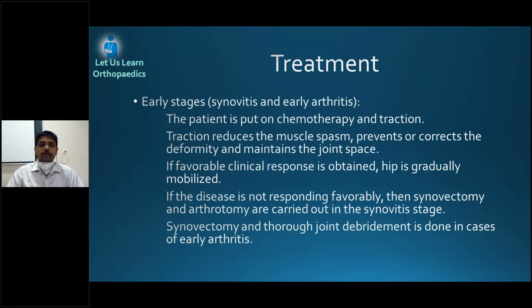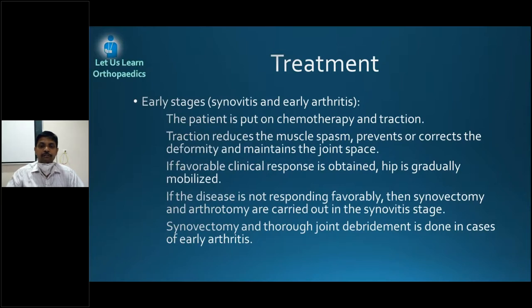And chemotherapy, what are the chemotherapy drugs? Anti-tuberculous therapy, ATT, four primary drugs: INH, rifampicin, pyrazinamide, ethambutol. All these drugs should be the line of treatment. So ATT drugs along with traction in the early stage of synovitis and early arthritis, they give a great response in tuberculosis. If favorable clinical response is obtained, the hip is gradually mobilized. Till then, the patient will be mobilized non-weight bearing.